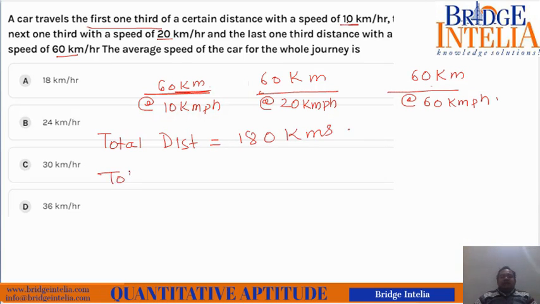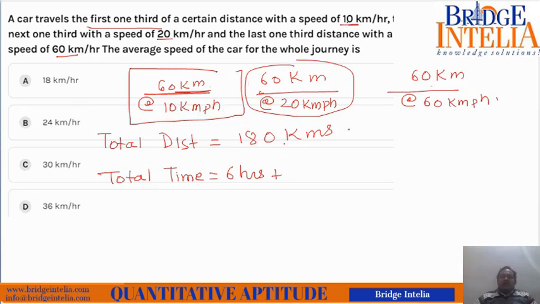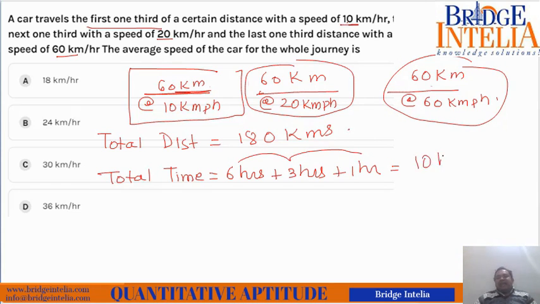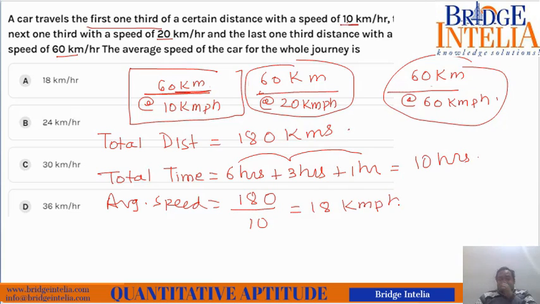What is the total time that he took to cover this patch? What is the time he took? 60 by 10, 6 hours. Here 60 by 20, that means 3 hours. And to cover this patch, 60 by 60, that means 1 hour. So total time 10 hours. Now what is the average speed? 180 total distance by total time. So that is 18 kph.